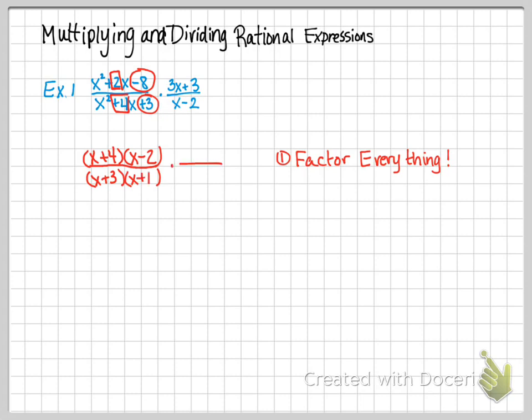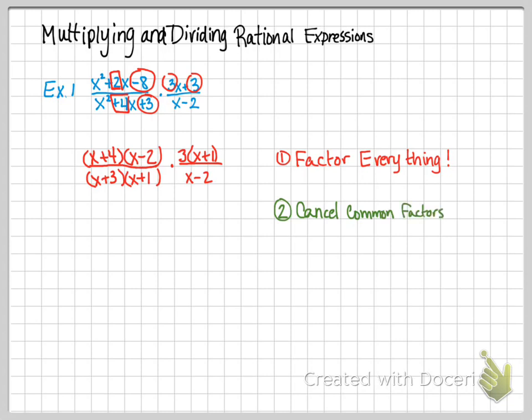Times. Okay, then the numerator, we've got 3x and we've got 3, so let's factor out a greatest common factor of 3. That leaves 3 times x plus 1, and then the x minus 2 is as factored as it can be.